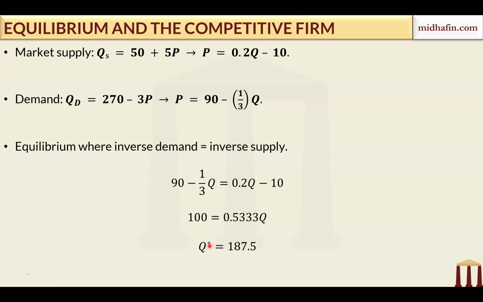That's why I'm just taking some liberty and using a star to denote that this is an equilibrium quantity. Q star is equal to 187.5. So similarly, what is the equilibrium price? Just substitute this Q star over here to get the equilibrium price. Can you tell me what is the equilibrium price? What is the equilibrium price?